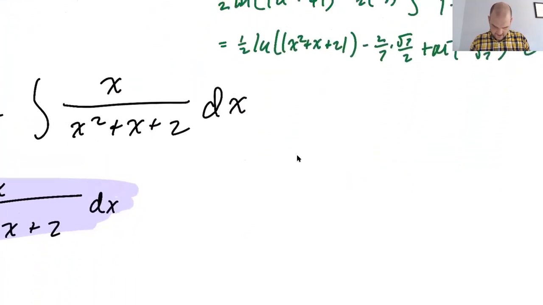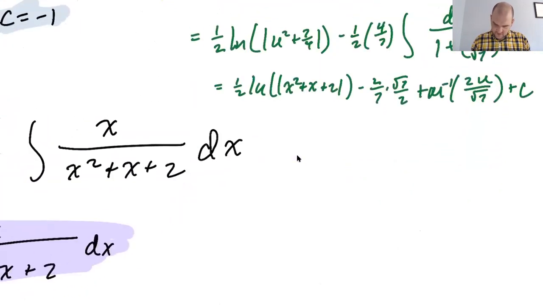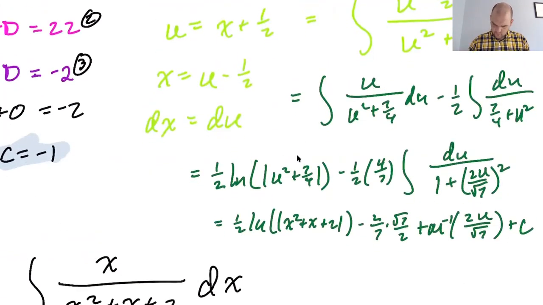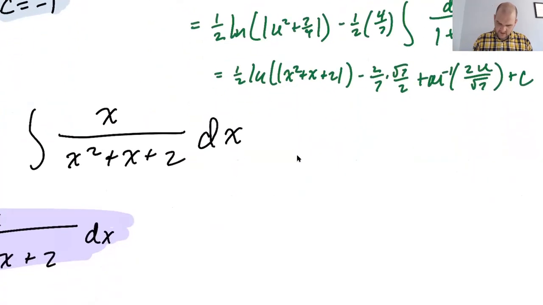So can we steal some of this? Do we have a final answer? I feel like we do. So u is equal to x plus 1/2. So I can convert a lot of this. I think I'm ready to write my answer.